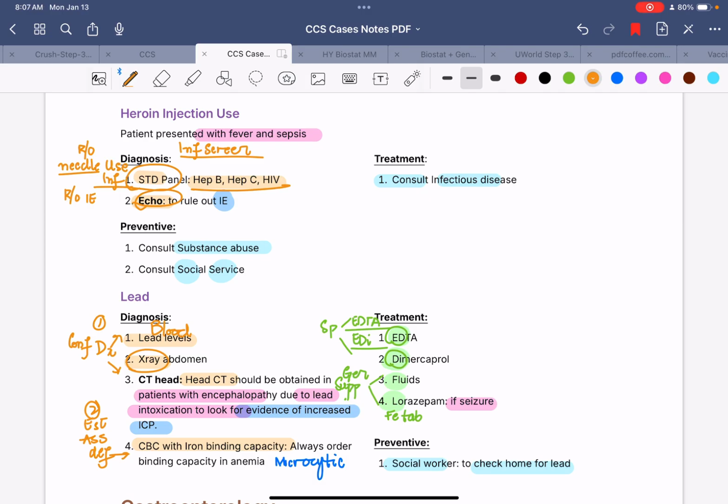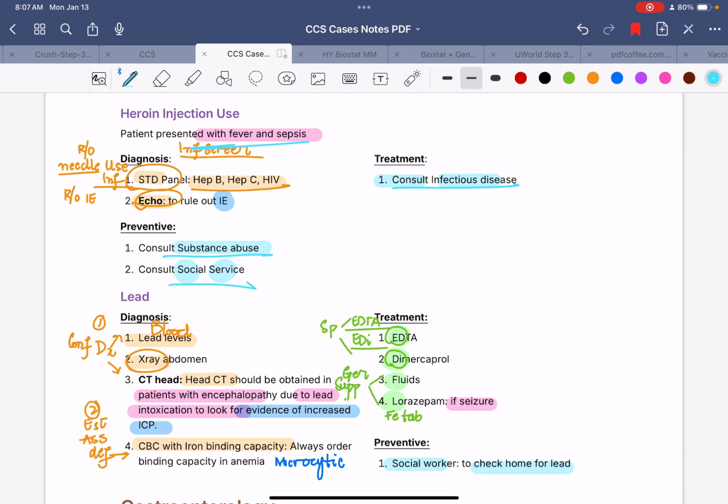So because it's fever and sepsis, number one, the infectious screen. Number two, rule out STDs with HIV and hepatitis panel. And number three, do an echo to rule out infectious endocarditis. And of course, in the treatment, go according to the cause. If it's Hep B, C, HIV, treat accordingly. If you find some sort of infection from the infectious screen, treat accordingly, give the antibiotics, and if on echo you find infective endocarditis, go accordingly. One specific treatment is that you have to consult infectious disease, and for the further management, you're going to consult substance abuse and social services if the patient is homeless and has some social issues.